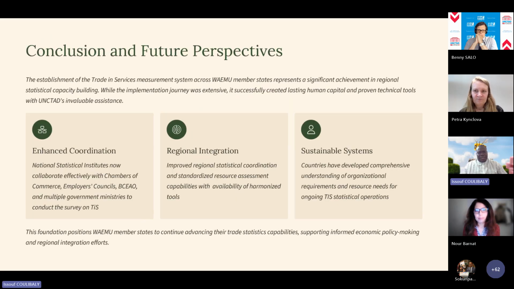In conclusion and future perspective, the establishment of a trade in service measurement system across UEMOA member states represents a significant achievement in regional statistical capacity building. While the implementation journey was extensive, it successfully created lasting human capital and proven technical tools, with UNCTAD and valuable assistance.